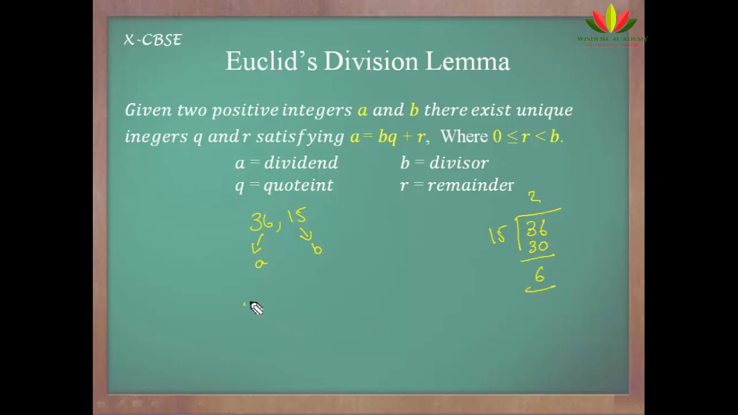6. So I can write 36 as, 15 is my divisor, dividend is equal to divisor into quotient plus remainder. What is my quotient? It is 2. And what will be my remainder? 6. Right? So this Euclid's division lemma speaks about this remainder. Okay. Anyway, this is the form of Euclid's division lemma, that is, a equals bq plus r generally.